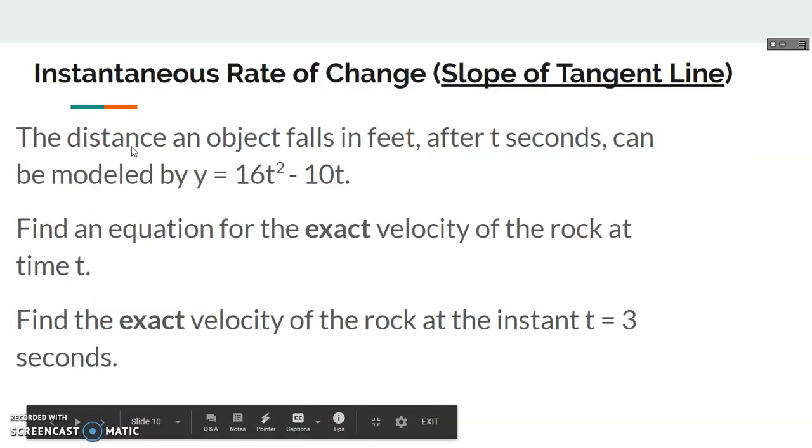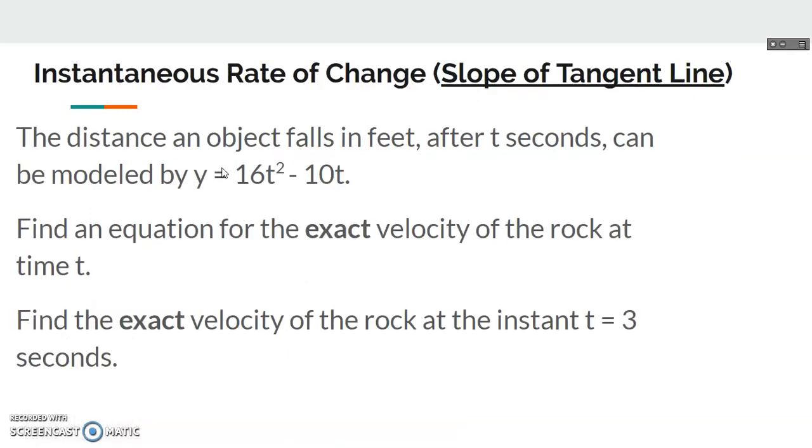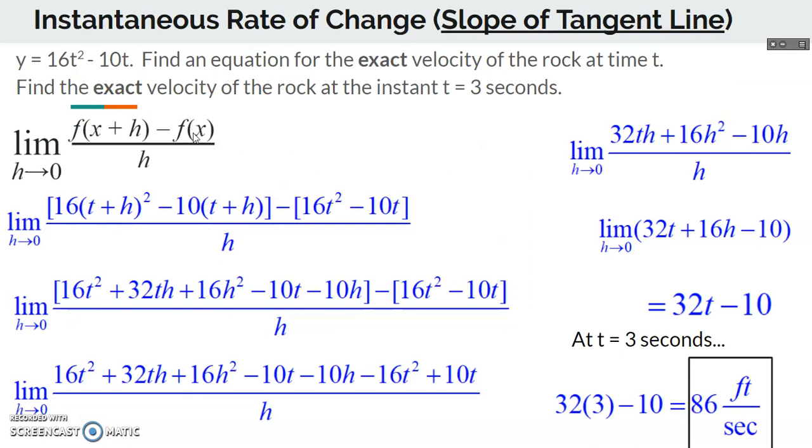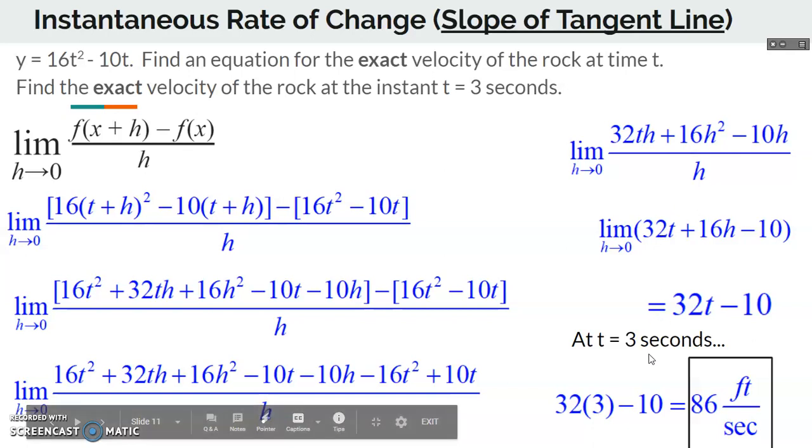So let's think about a distance being modeled by y equals 16t squared minus 10t. To find the exact velocity, the exact rate of change, I'm going to need to use the limit formula. So I'm going to take the limit as h approaches 0 of f of x plus h minus f of x. Now, this problem would take a while, so I've worked the whole thing out for you here.